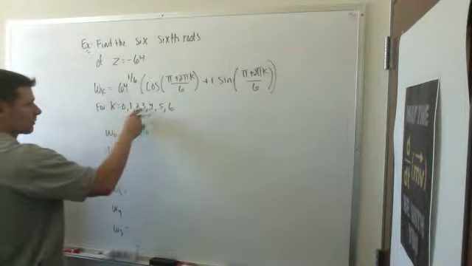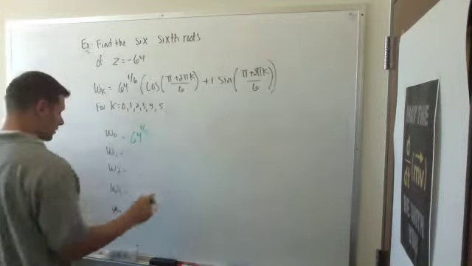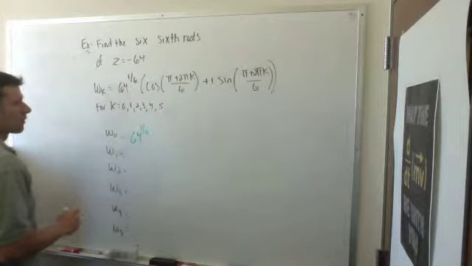Notice there's 1, 2, 3, 4, 5, 6. There's actually 7 values here. Oh, excuse me, 6 values here. It should not go to 6, it should start at 0. There should be 6 values because we're talking about the sixth roots. Good. So 64 to the 1/6.